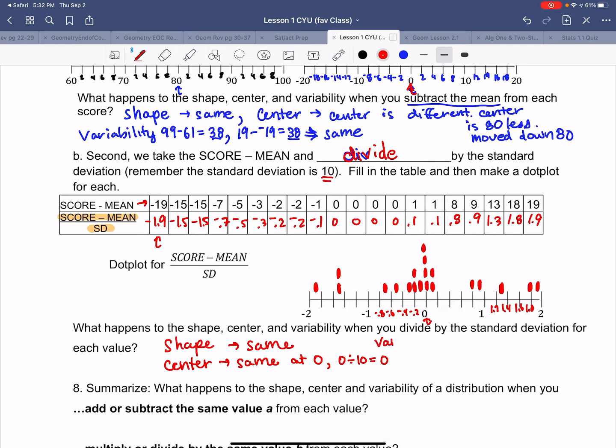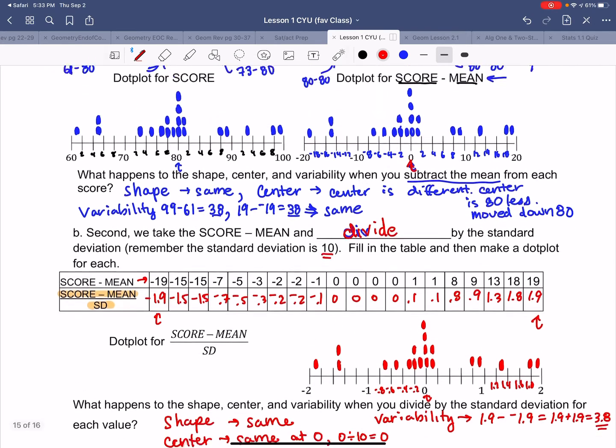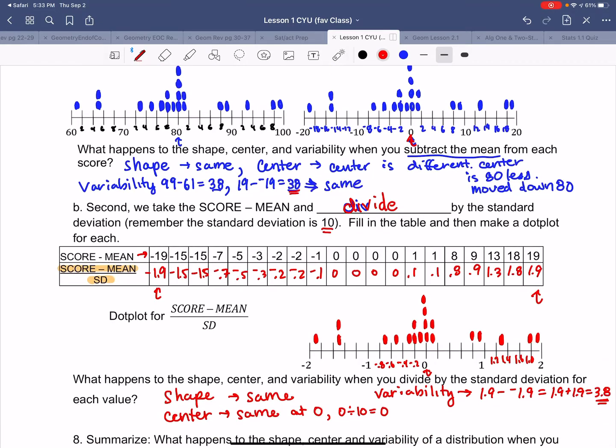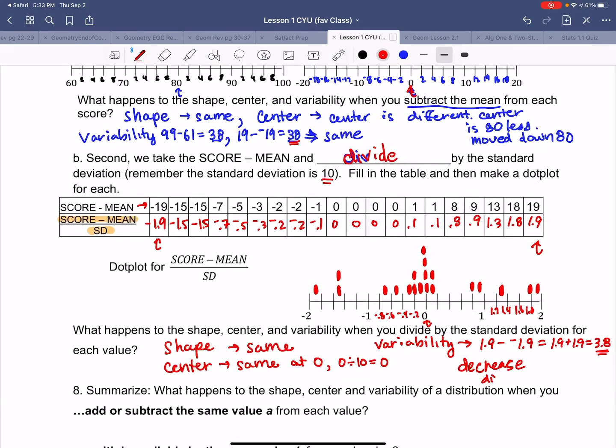So when we look at the variability, we look at if it changed. So max minus min, here's our max, and there's our min. 1.9 minus a negative 1.9 is adding 1.9 to 1.9, which is 3.8. And that definitely changed, didn't it? It was 38, now it's 3.8. So our variability decreased, right? It's much narrower, and it was divided by 10, right?